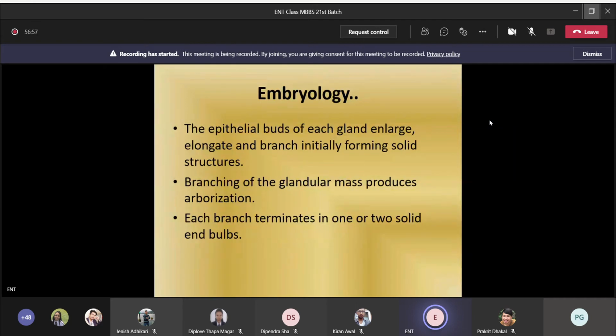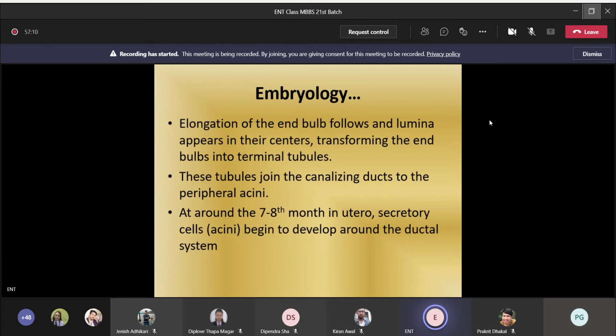The different segments of this gland branching is known as arborization. Each branch terminates in one or two solid end buds. Elongation of the end buds follows, and lumina appear in the centers, transforming the end buds into the terminal tubules. These tubules join the canalization duct to the peripheral acini.